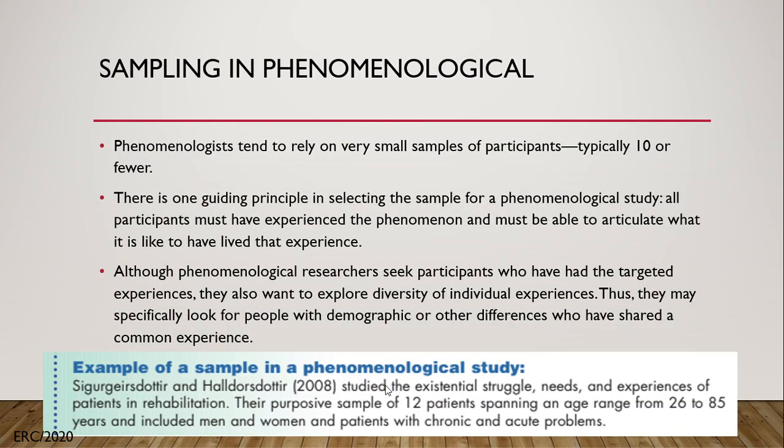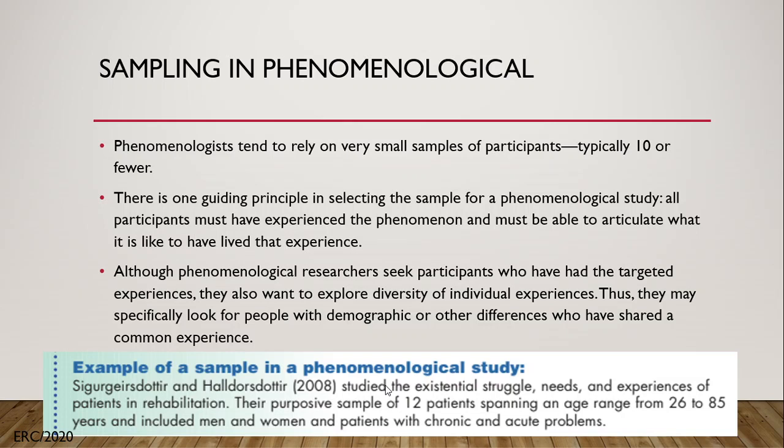Okay, next, the sampling in phenomenology. Okay, phenomenologists tend to rely on very small samples of participants, typically 10 or fewer. Okay, there is one guiding principle in selecting the sample of a phenomenological study. All participants must have experienced the certain phenomenon and must be able to articulate what it is like to have lived that kind of experience.